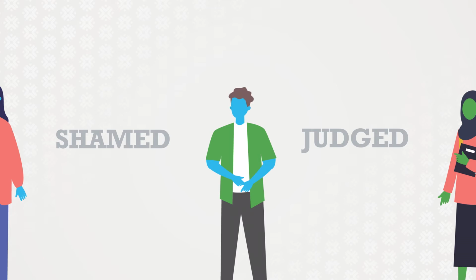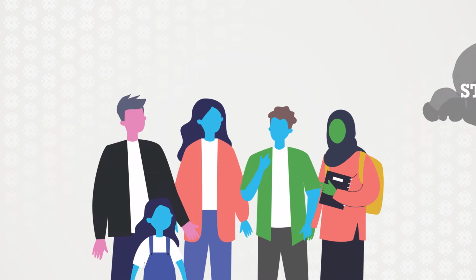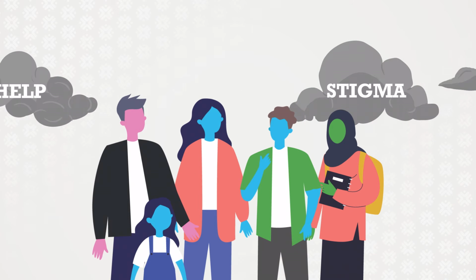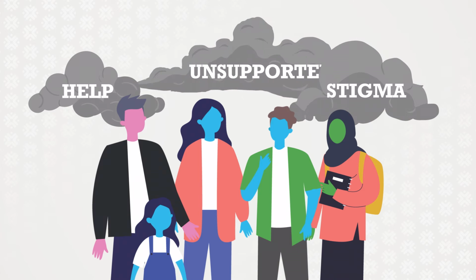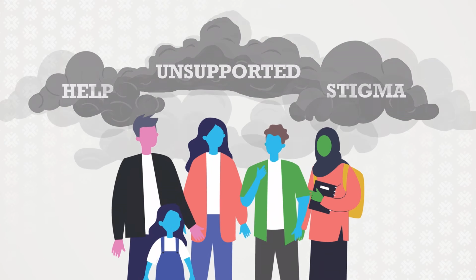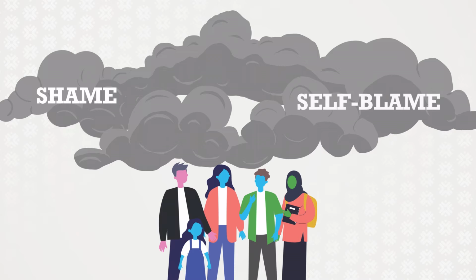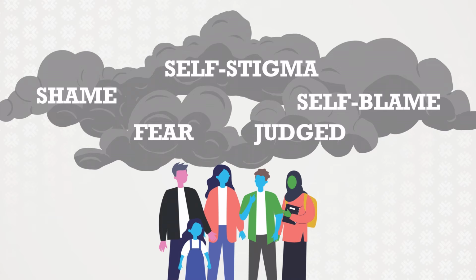When youth or their families seek help for substance use, they often face stigma from healthcare and social service providers, leaving them feeling unsupported by the system. This can lead to further shame, self-blame, and self-stigma. Families may isolate themselves from their communities and social networks for fear of being judged.